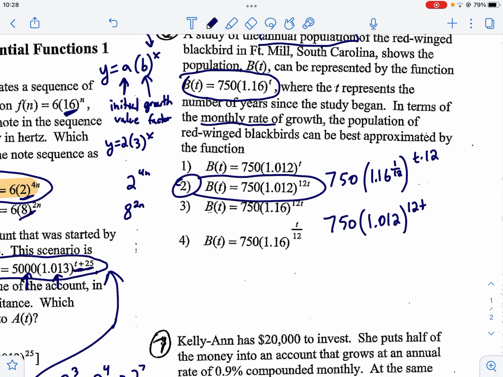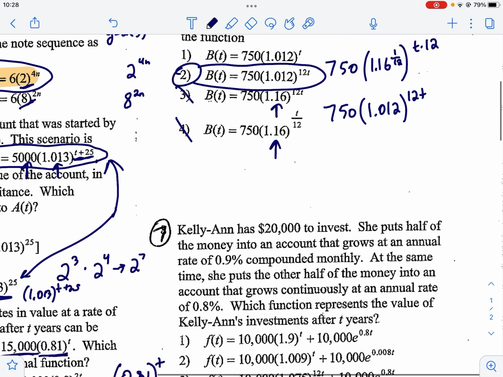If you wanted to use the process of elimination, we can also think about answer choices 3 and 4 wouldn't be correct because the rate has remained the same. And it asks us to tell it in terms of a monthly rate of growth, so we know it has to be either answer choice 1 or 2.